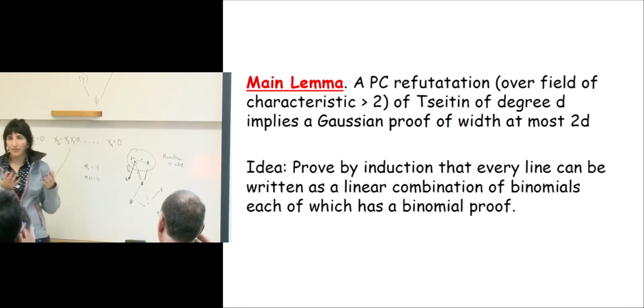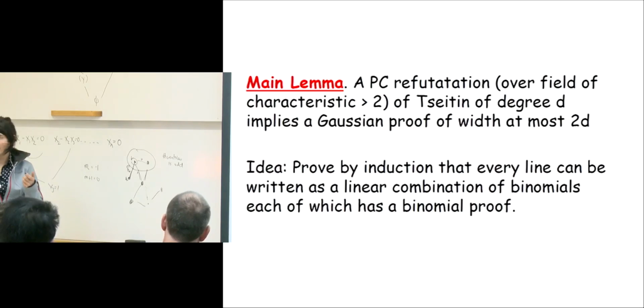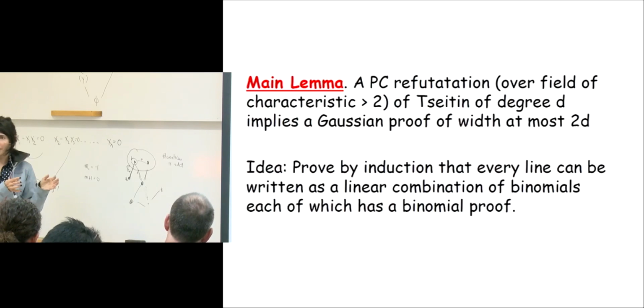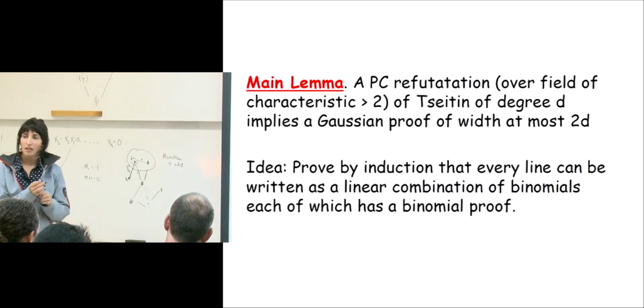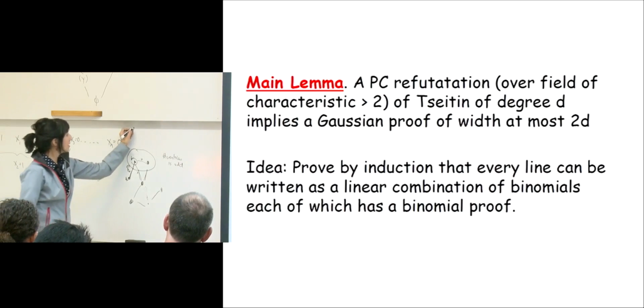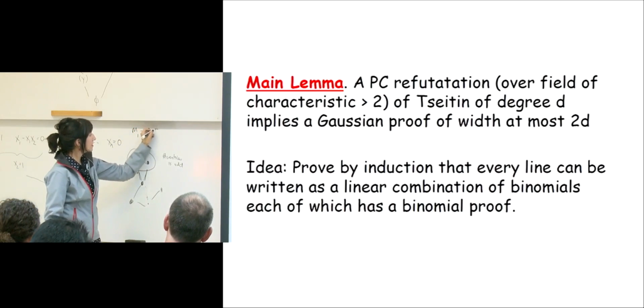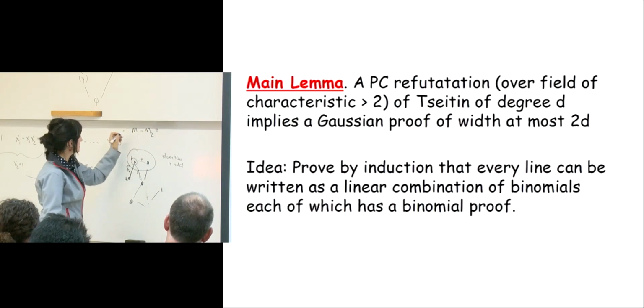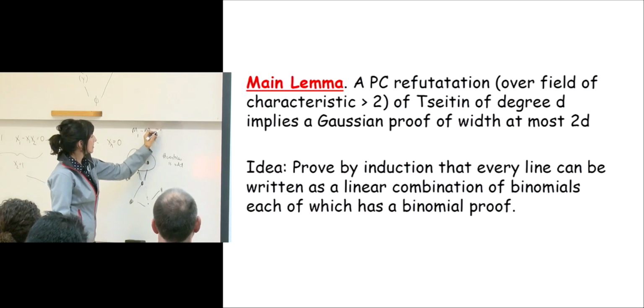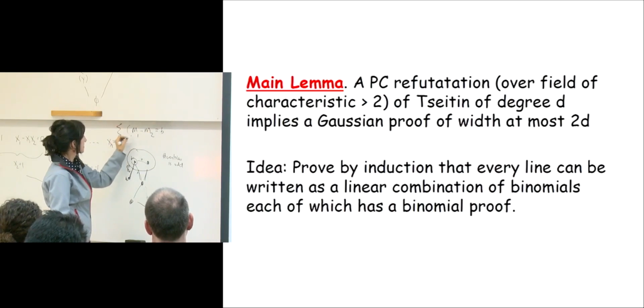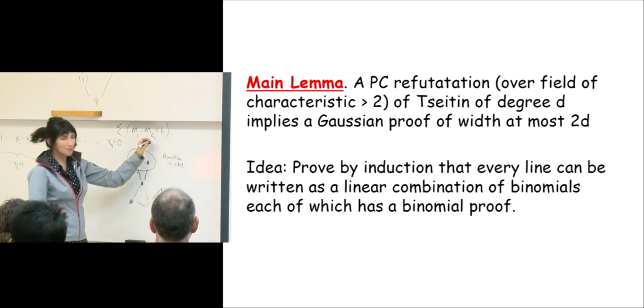Of binomials. The only reason for linear combination is because you have a rule that says you can take the sum of two things. But if you didn't take the sum and you kept them all separate, they would just be all binomials. So it's just the sum of these things, but they're special binomials.